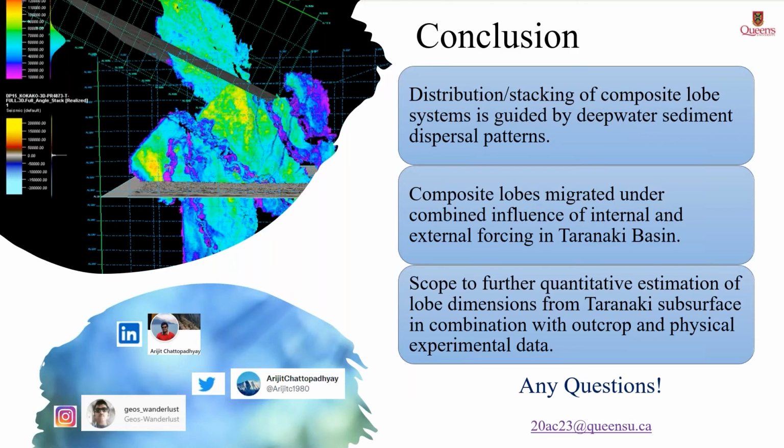So concluding with this short talk, the distribution of the composite lobe systems is guided by the deepwater sediment dispersal patterns in this part of the world. The composite lobes migrated under the combined influence of internal and external forcing of Taranaki Basin. I am planning further quantitative estimation of the lobe dimensions from the Taranaki subsurface in combination with outcrop and physical experimental data.